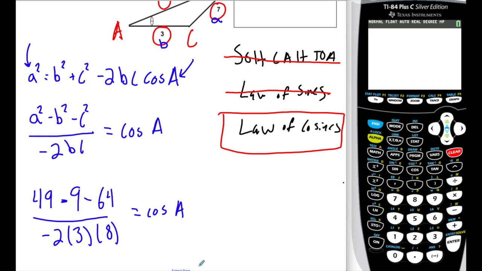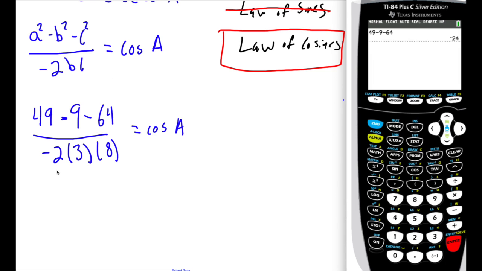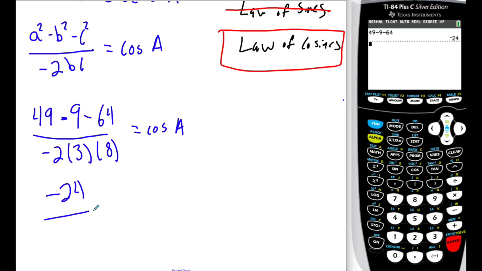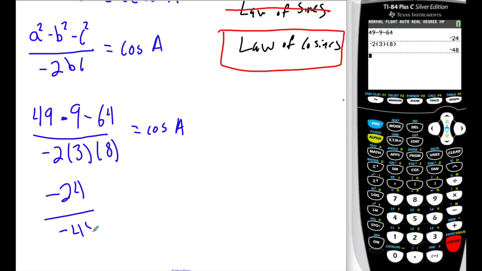Okay, so let's see if we can start to figure this out. Now remember, my strategy is you always do one piece at a time on your calculator, because it's going to save you time and a headache. So I'll do negative 24 first. And especially because we're not working with any decimals where we're dealing with intermediate results, there's no rounding that's really going on. Oh, interesting. Oh, negative 24 over negative 48. That's the cosine of A.